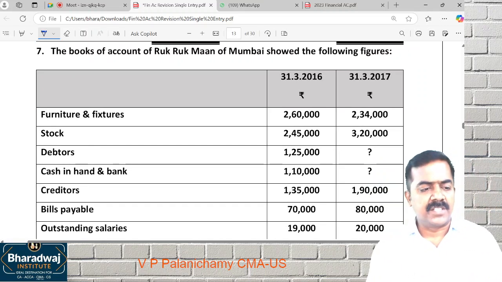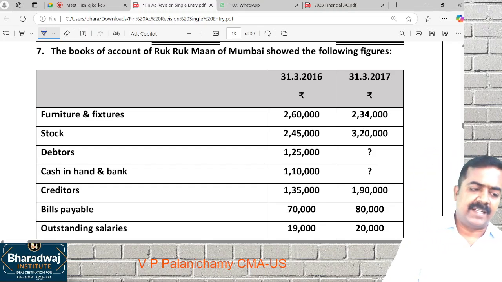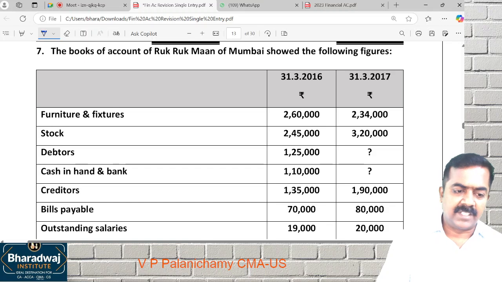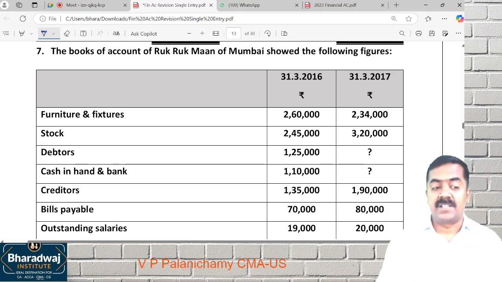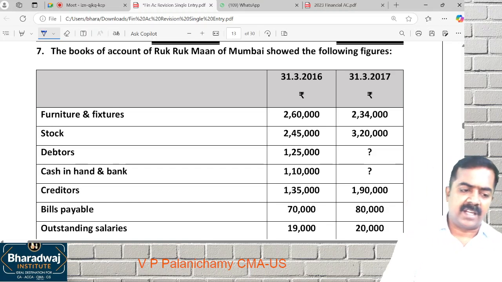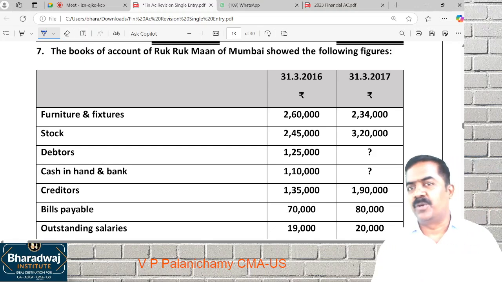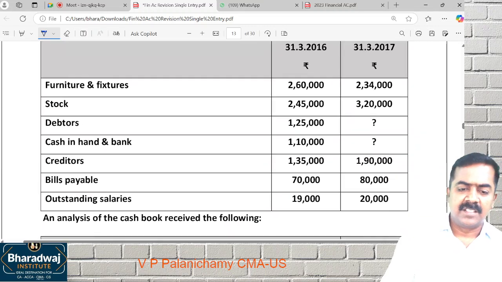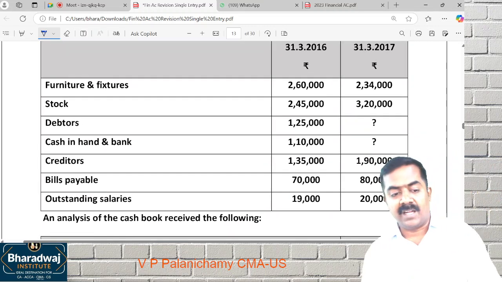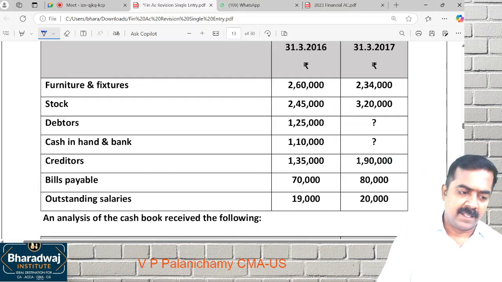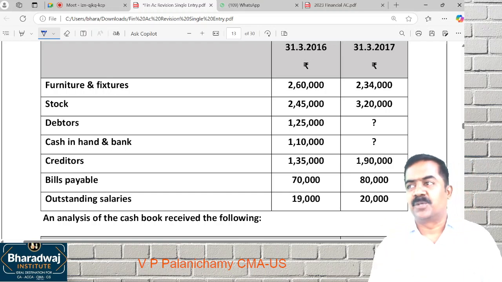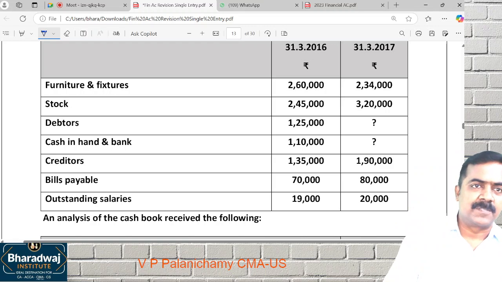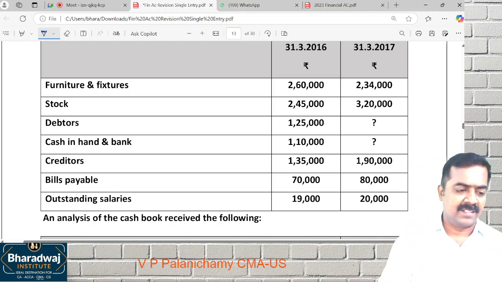We are given furnitures and fixtures, stock, debtors, cash at bank. Debtors opening balance given, closing balance is a question mark. Cash in hand at bank combined கொடுத்திருக்கோம். So no need to prepare a separate account. Closing balance is a question mark. Creditors, bills payable, outstanding salary கொடுத்திருக்கோம். So bills payable account, creditors account we have to prepare in this question. So first you have to close which account? Bills payable account, then creditors account.